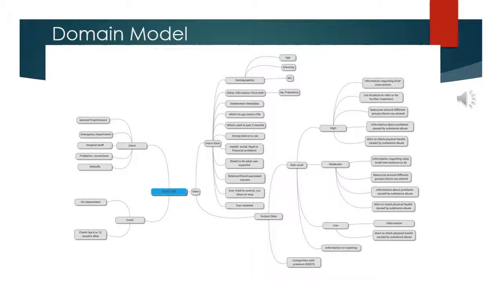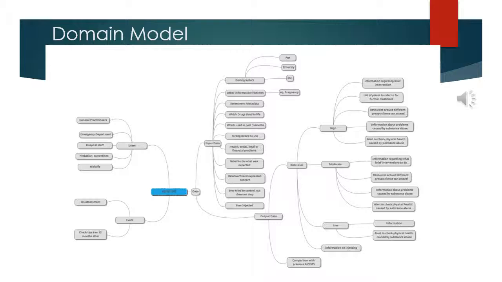Now let's look at the events. The events are split into an initial assessment and checkups every 6 to 12 months after that. Looking at the data, it's split into input and output. Let's look at input first. First, it would need the demographics like age, ethnicity, and others, as well as other electronic health record data like pregnancy.